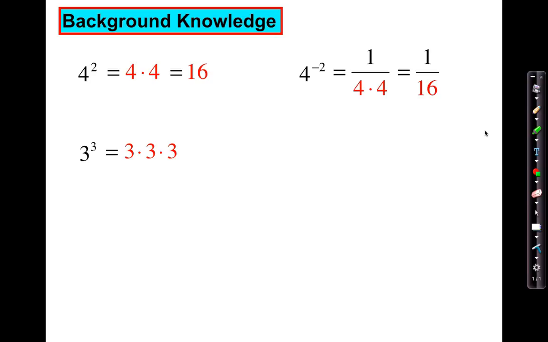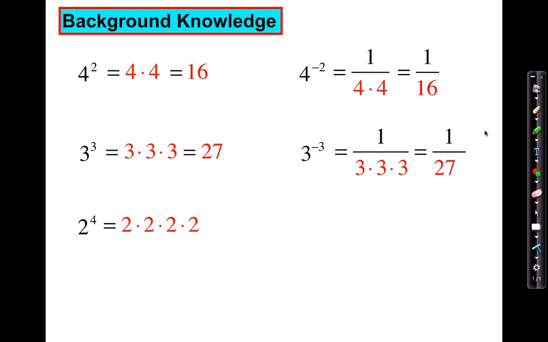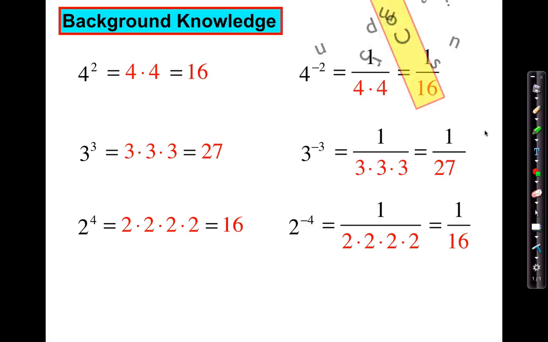So let's recall what we saw from the previous lesson. 4 squared is 4 times 4, but 4 to the negative second is 1 over 4 times 4. So that's 16 versus 1/16. 3 cubed is 3 times 3 times 3, but 3 to the negative third is 1 over 3 times 3 times 3, which is basically 27 versus 1/27. Again, same idea: 2 to the fourth compared to 2 to the negative fourth. We see it's 16 versus 1/16.